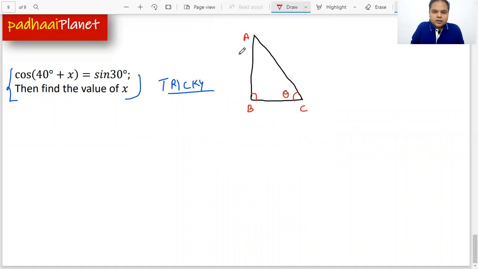Now, this being theta, we know the angle A will be equal to 180 degree minus angle B, which is 90 degree, minus angle C, which is theta. And if we simplify, then this becomes 90 degree minus theta. So that means this angle is basically 90 degree minus theta, right?